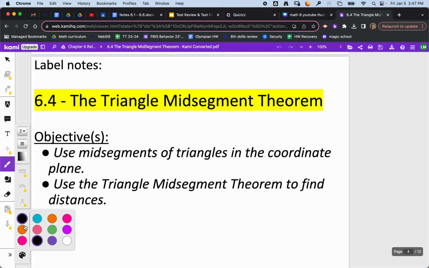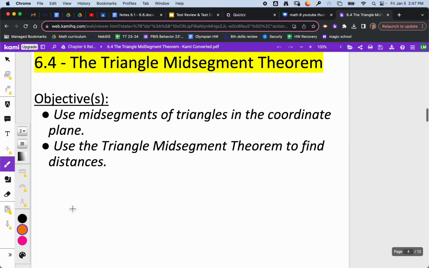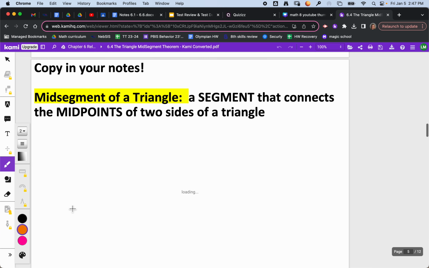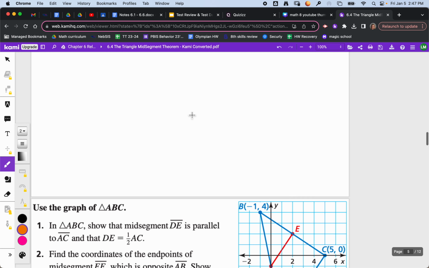Today we're going to be looking at our lesson 6.4, the triangle mid-segment theorem. So we're going to use mid-segments of triangles in the coordinate plane and then also use the triangle mid-segment theorem to find new distances. First thing we want to know is a mid-segment of a triangle is a segment that connects the midpoints of two sides of a triangle. We're going to see a picture of that on the next slide, but for reference, just make sure you know that that's a segment connecting two midpoints of two sides of a triangle.